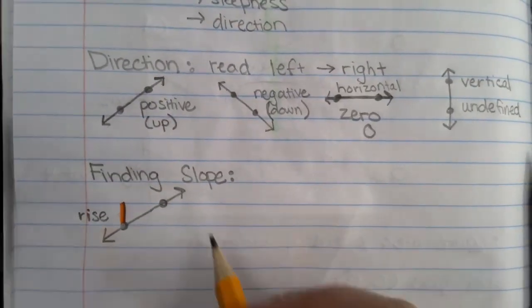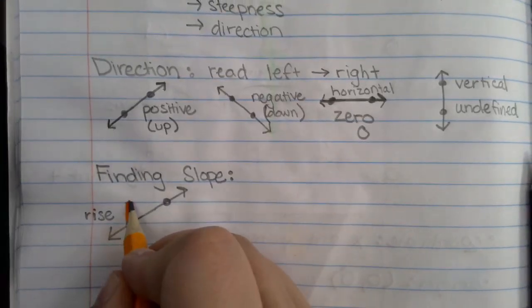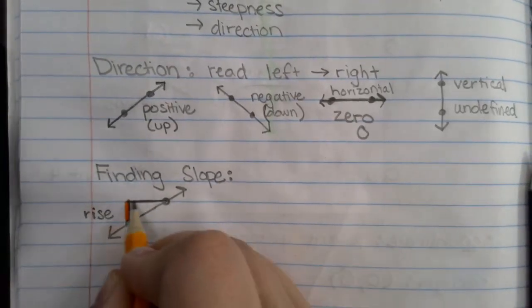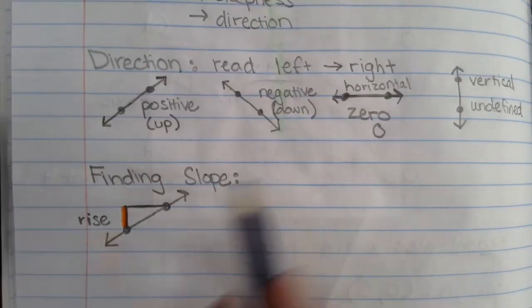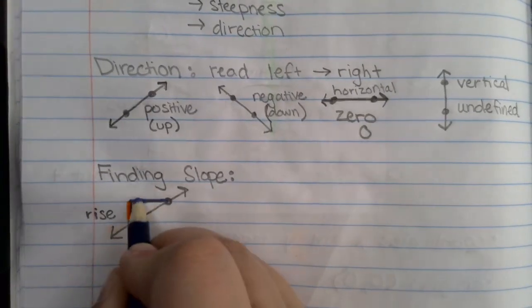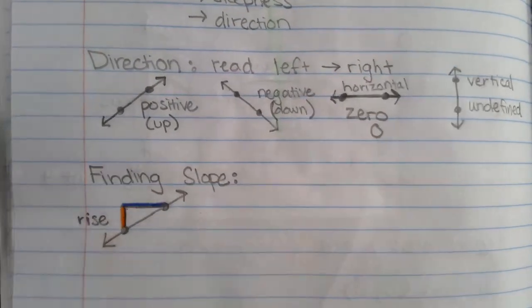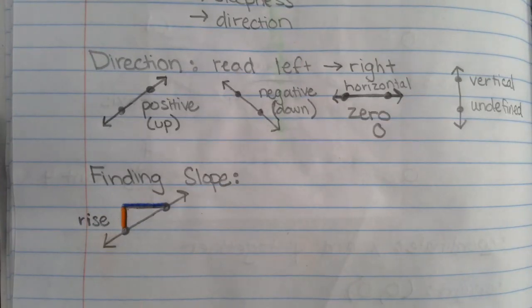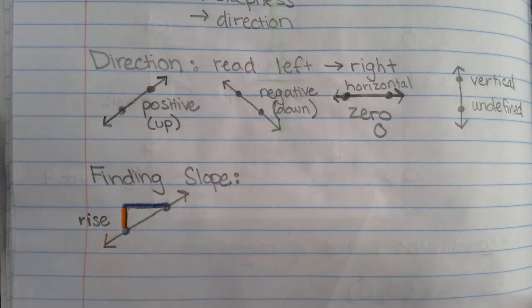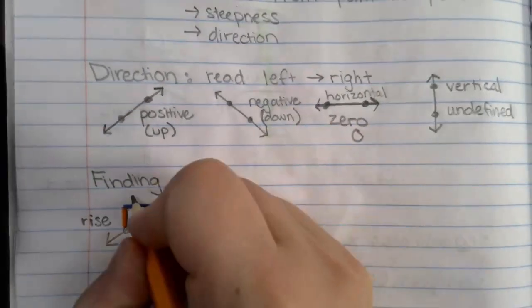And then we're going to go straight over to that point. Now the goal here, when we go straight over, is to be able to count how many spaces we're moving. We can't really count on a diagonal, so that's why we want to use that rise. And then when we move left and right, what would we call that? Run.